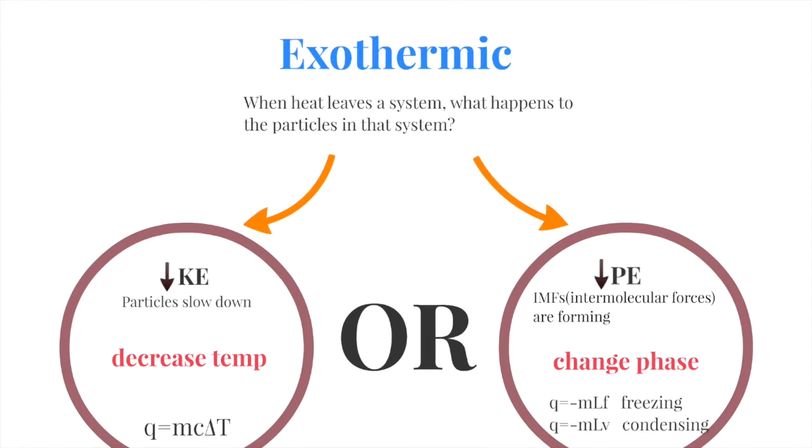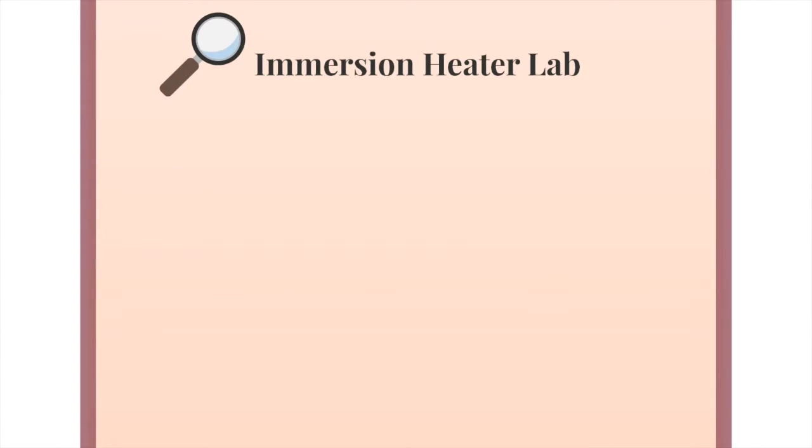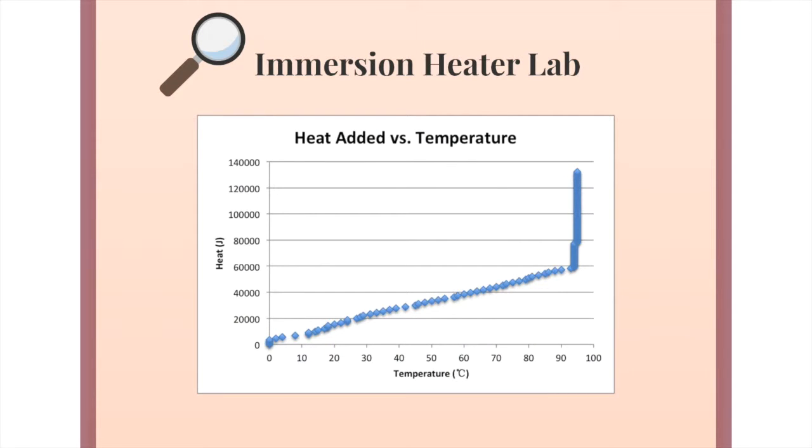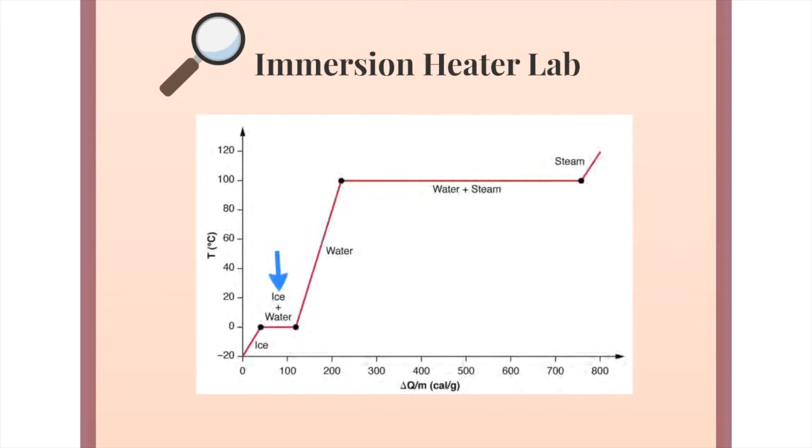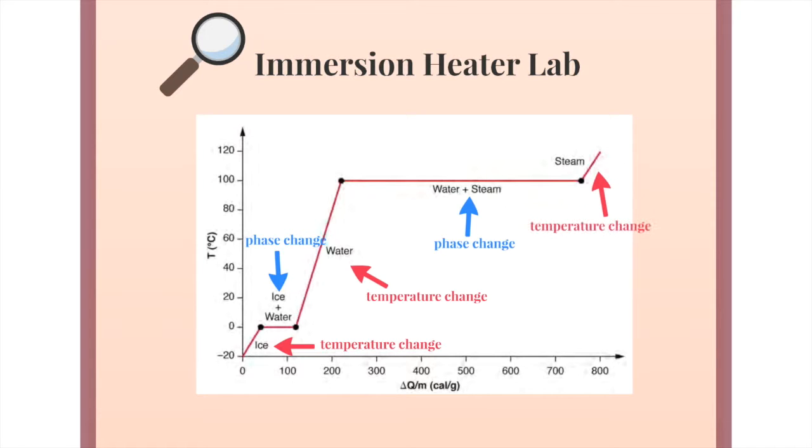We can prove this either-or situation in the immersion heater lab when heat goes into the system. This is the graph we made, but it is easier to see on the graph from the book. When the phase is changing, temperature does not change, and the other way around. So it is always an either-or situation.